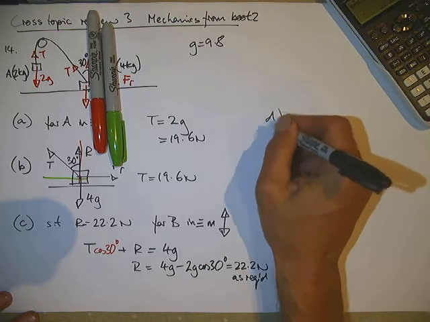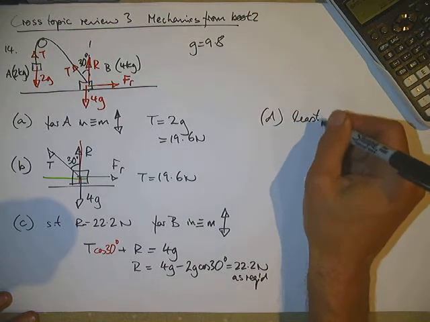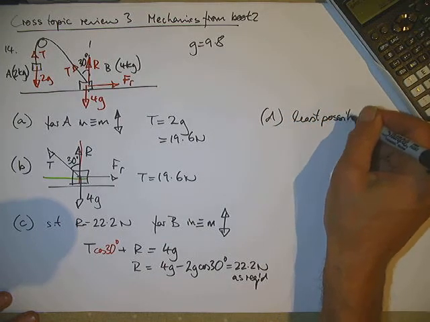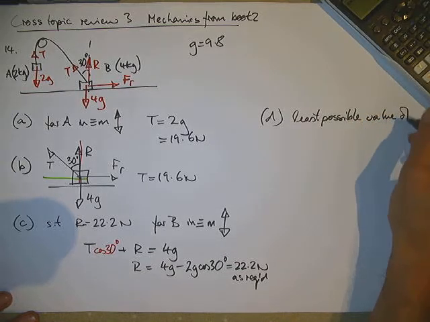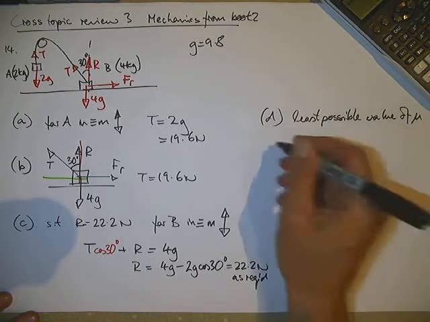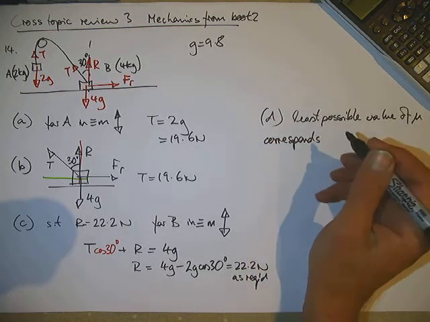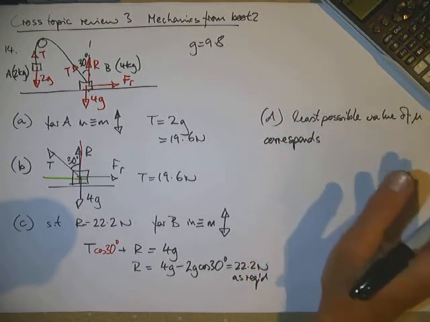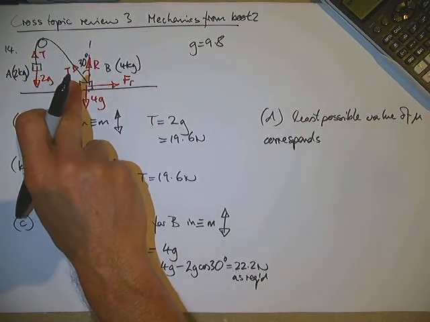The final part of the question: find the least possible value of the coefficient of friction, mu. The least possible value of mu corresponds to the least possible value, the smoothest the surface could be. Well, that'd be if that is just on the point of moving.